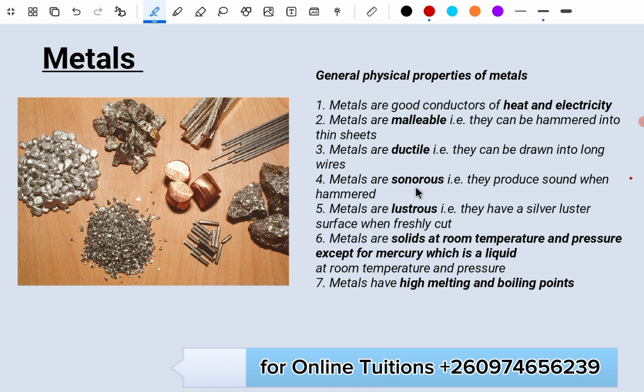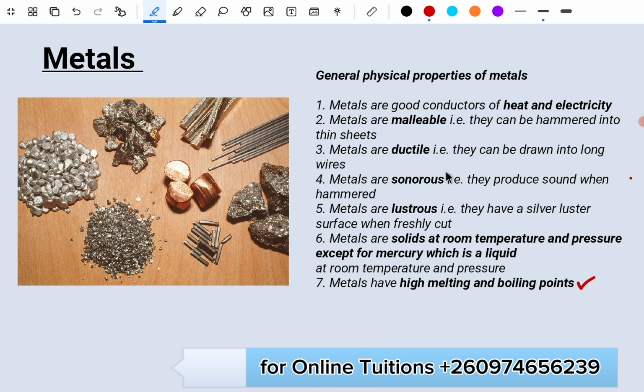Then another important thing is that metals are solids at room temperature, except for one, mercury, which happens to be a liquid at room temperature and pressure. Another thing is that metals have a high melting and boiling point. So now we are going to look at some of these properties. For example, high melting and high boiling point, we are going to discuss under extraction of metals.